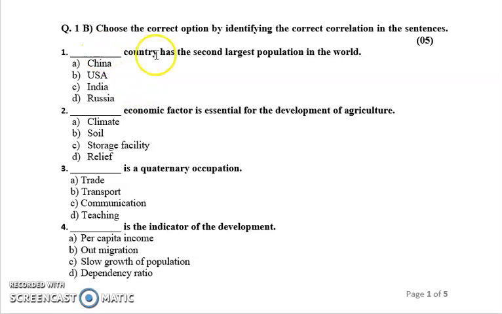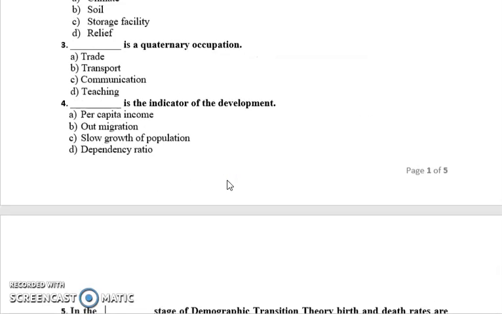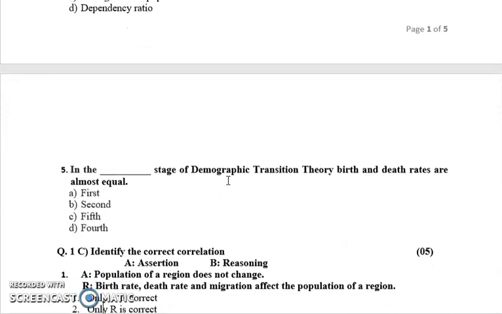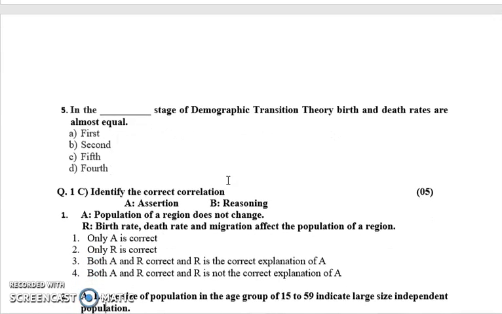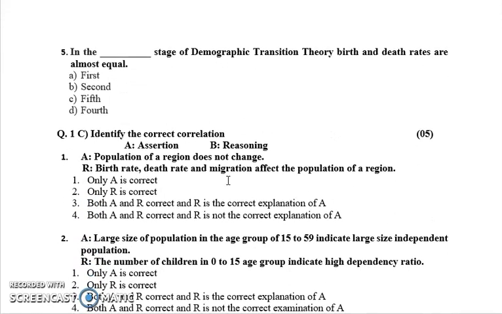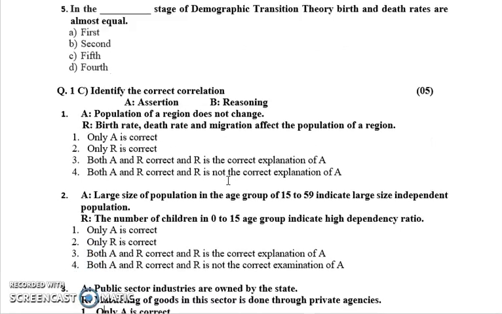So here are the questions like dash country has a second largest population. तो इसमें से ऑप्शन में से आपको एक आंसर चूज करना है. Dash economic factor is essential for the development of agriculture. Dash is a quaternary occupation. Dash is an indicator of the development. So these are the questions. Next is in dash stage of demographic transition theory, the birth rate and death rates are almost equal. So here also you have to give the answers.